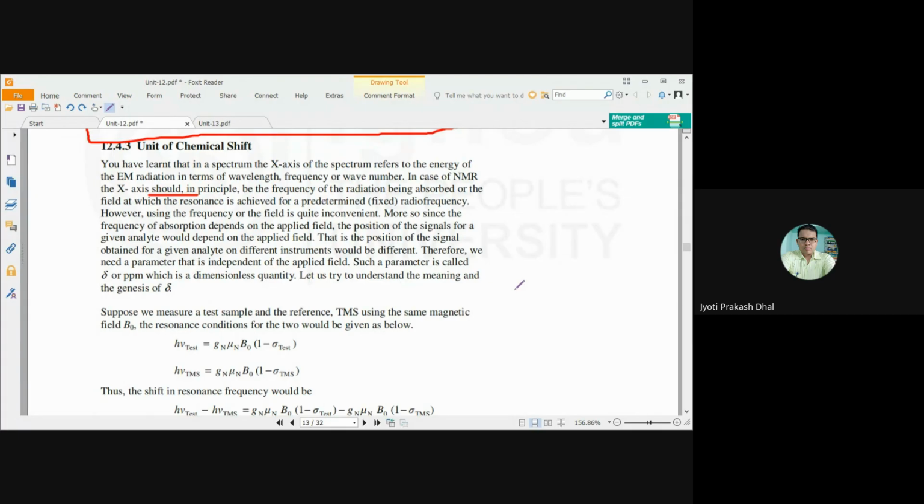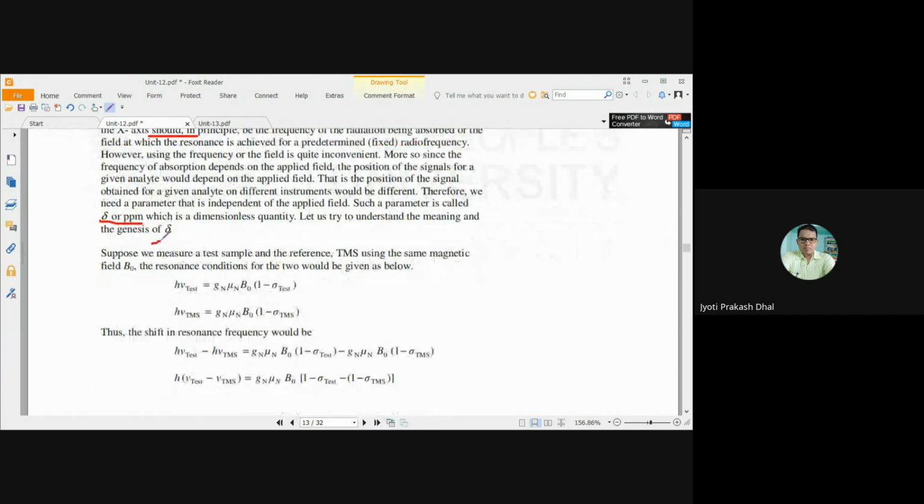You will observe that the position of the peaks of the same analyte will be different on different instruments. In order to rectify that, we need a parameter that is independent of the applied field. Such a parameter is called delta or ppm, which is a dimensionless quantity. Let us try to understand the meaning of delta.